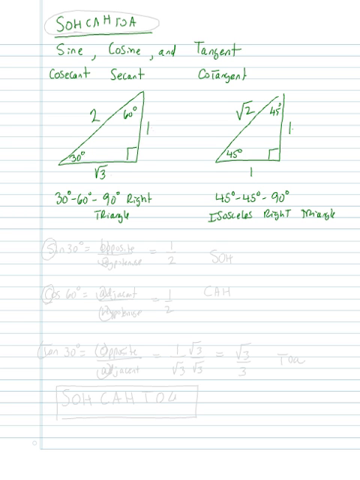So let's talk about Sohcahtoa. Let's take 30 degrees as an example. The sine of 30 degrees is equal to opposite over the hypotenuse. And in this case, the opposite side is 1, the hypotenuse is 2, so the sine of 30 degrees is 1/2. The cosine of, say, 60 degrees is equal to adjacent over hypotenuse. So in this case, the cosine of 60 degrees would also be 1/2.